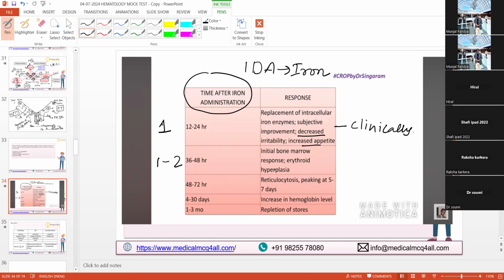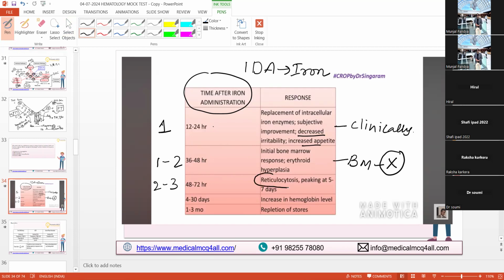Initial bone marrow response or erythroid hyperplasia. But we are not going to do a bone marrow biopsy on day 2 or day 3 just to assess the response. So it's not a good test. But just for your knowledge, it is important that first is clinical, then earliest is bone marrow, and after bone marrow, 2 to 3 days of time.